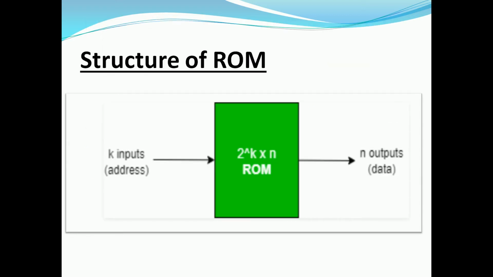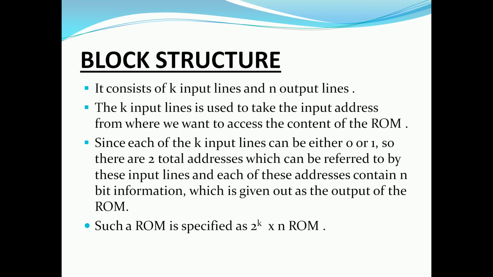Now we will discuss the structure of ROM. Here we can see the block diagram. In the block diagram there are k inputs, the size of ROM is 2 raised to power k into n, and the outputs are n. So first we will understand the block structure. It consists of k input lines and n output lines.